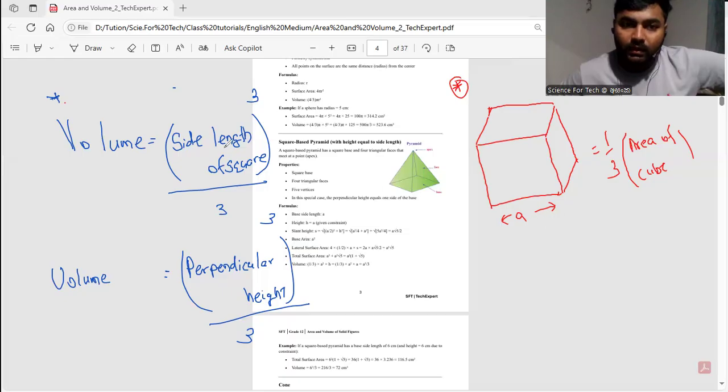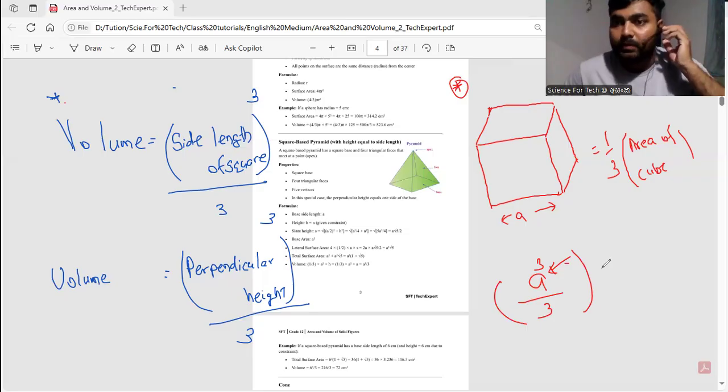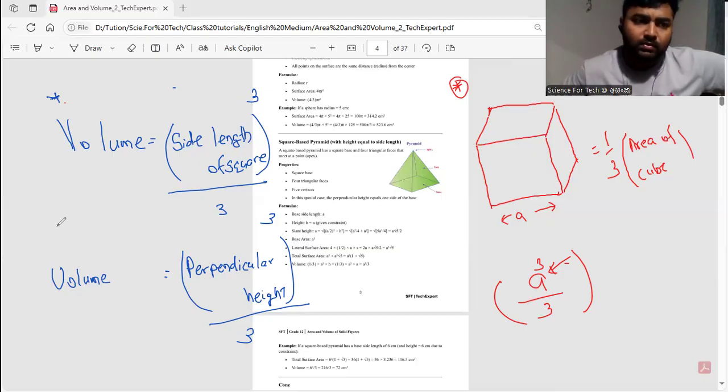Because the side length of the square is a, then you take a cube, which means the volume of a cube. You take the volume of a cube and divide it by 3, then this is equal to the square base pyramid. Do you understand this one? Tell me if you can't understand. Again, okay, sure.